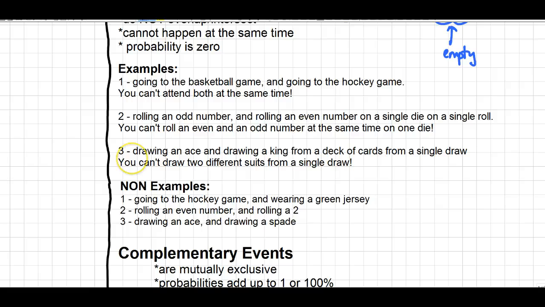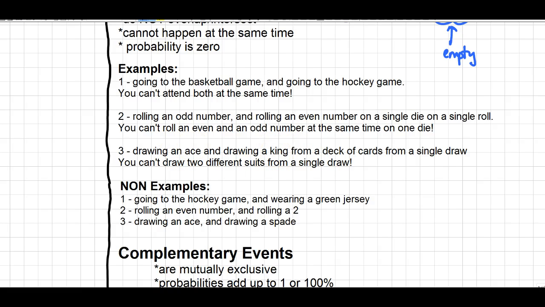Another example of mutually exclusive events, drawing an ace and drawing a king from a deck of cards in a single draw. When you draw an ace, it's never going to be a king at the same time. So you can't draw an ace and a king, so those two events are considered mutually exclusive.